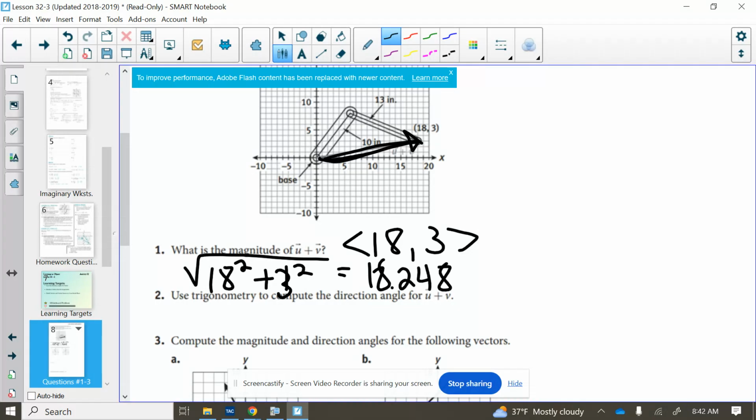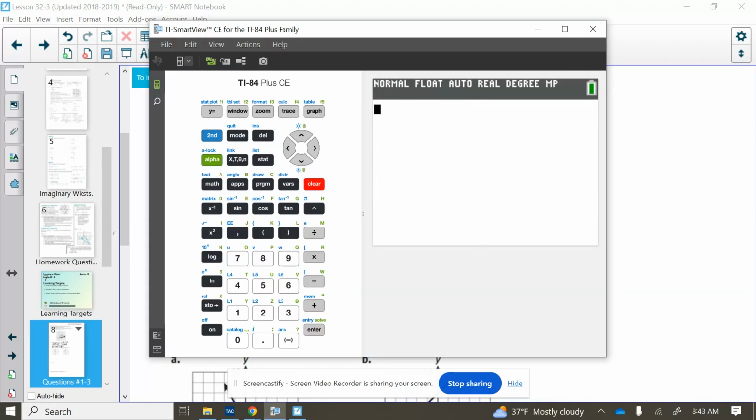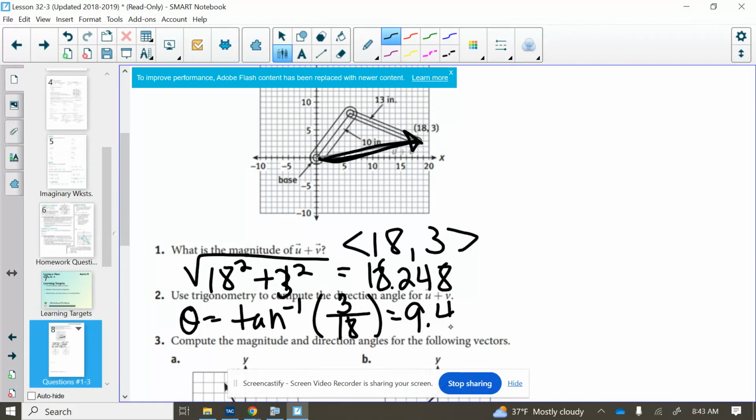Now, if we want to compute the direction of this, we are going to take tan inverse of our b over our a value, and again, make sure we are in the correct quadrant. So if we take tan inverse of b over a, we end up with about 9.46 degrees. That makes sense because this is in quadrant 1 in standard position. So this would be our direction, our quadrant 1 value.